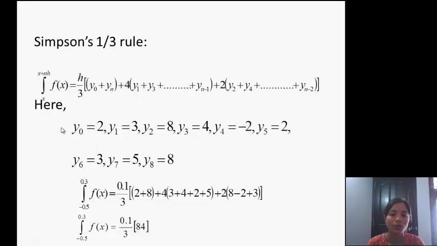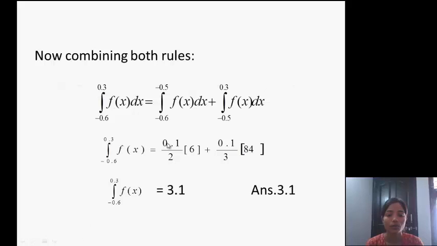Now by Simpson 1/3 rule, this is the formula of Simpson 1/3 rule, and we can find the values of y0, y1 up to y8 from our table, and substituting these values in our formula, we have this reduced function. In this rule, we have integrated our function from -0.5 to 0.3. Now combining both rules, we have our integrated function from -0.6 to 0.3, which equals 3.1.